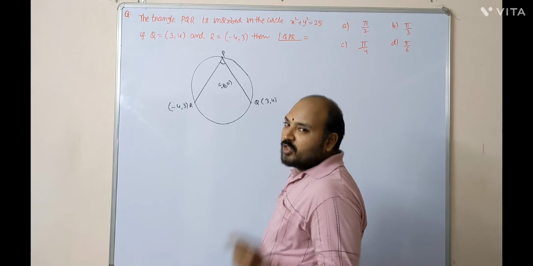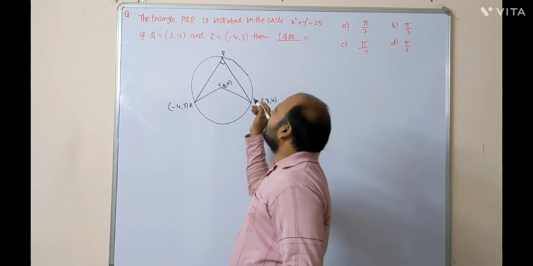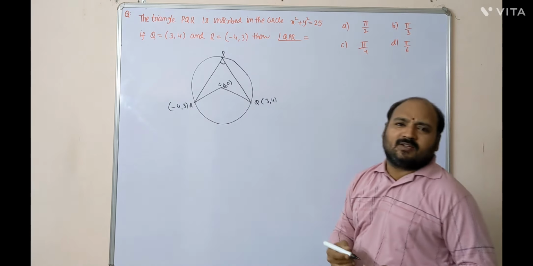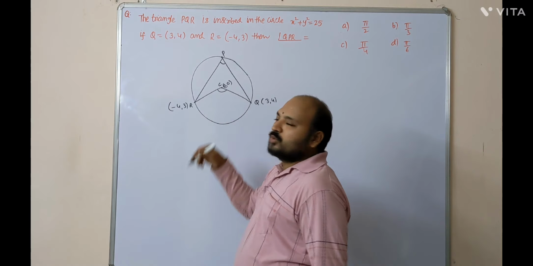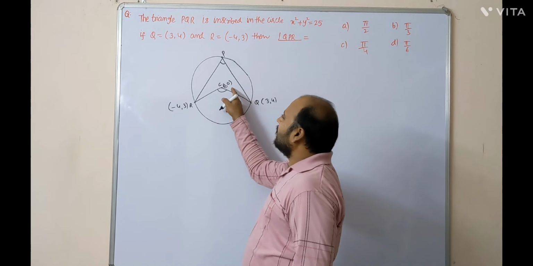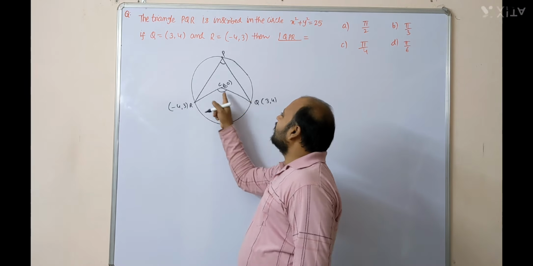Angle QPR. Before that, what you have to do, it's a very simple question. By seeing it will be difficult. Join like this. First find out the angle between these two. So how to calculate? 0, 0 is there now. Find out the slope of this one. Find out the slope of this one. If you apply tan theta, you will get the answer.